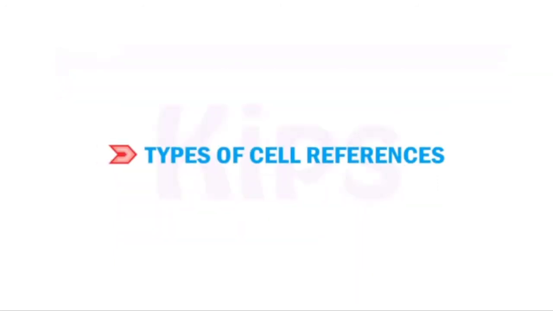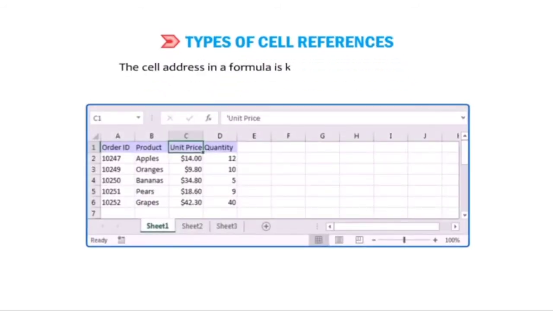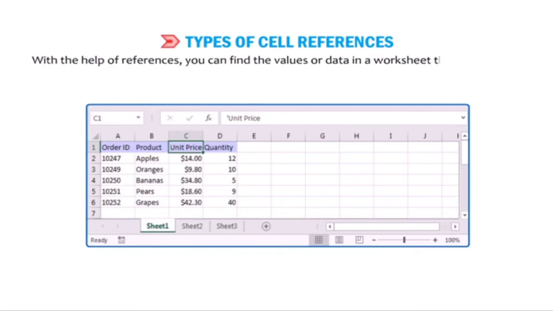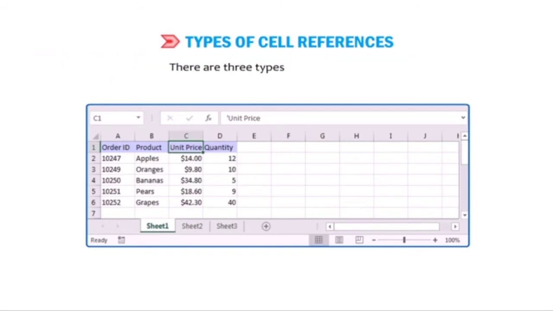Alright, now let us discuss the types of cell references. The cell address in a formula is known as the cell reference. With the help of references, you can find the values or data in a worksheet that you want to use in a formula. There are three types of cell references. Let's talk about the relative reference.